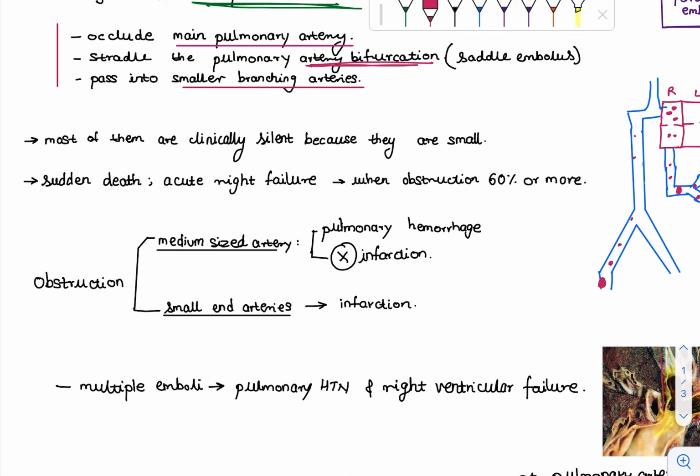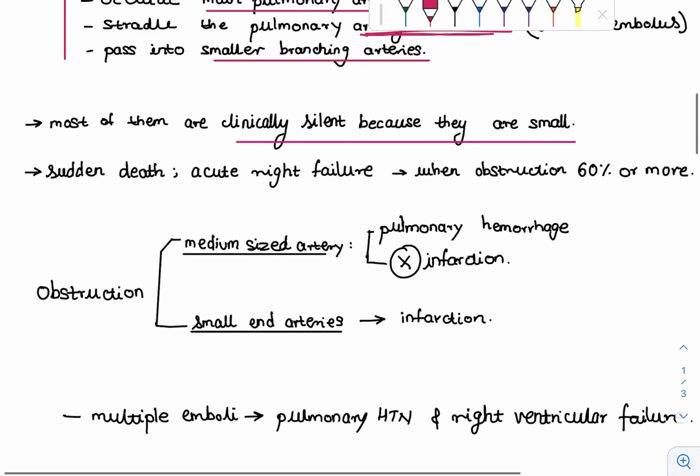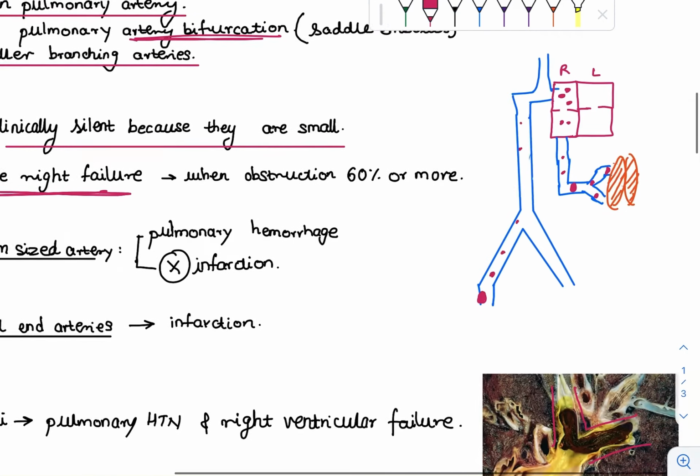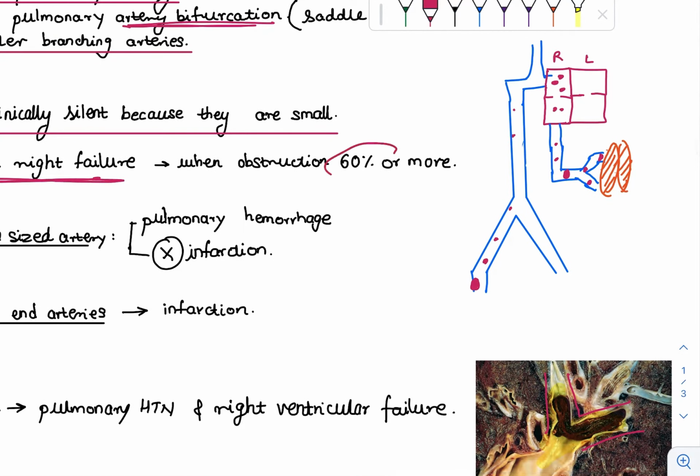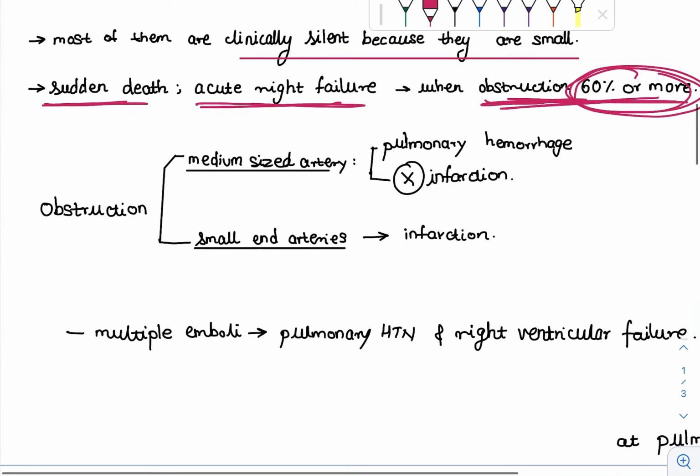This is a very clinically silent problem. If the size of the embolus is small, it is generally silent, but it may cause sudden death or acute right heart failure when it obstructs more than 60% of the lumen of the vessel. Depending upon the site, if it is in a medium-sized artery, it may cause pulmonary hemorrhage but will not cause infarction. In small end arteries, it will cause infarction.